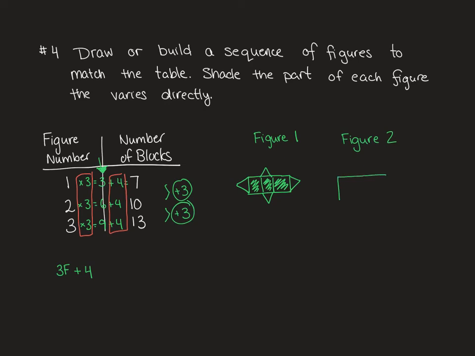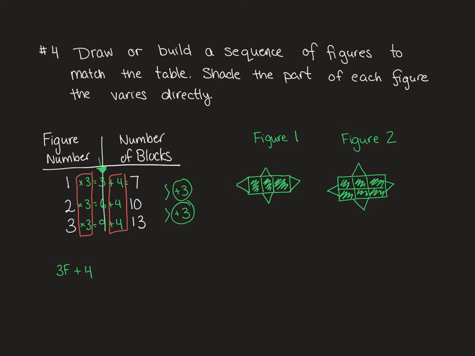Okay? Then for figure 2, the number of unshaded triangles won't change, but the number of shaded squares will. So now I have 2 times 3. So I'm actually going to make 2 rows of 3. And I will shade each of those in. And then I still need my 4 triangles. So altogether that gives us 1, 2, 3, 4, 5, 6, 7, 8, 9, 10.